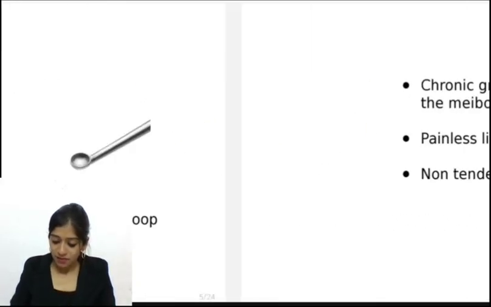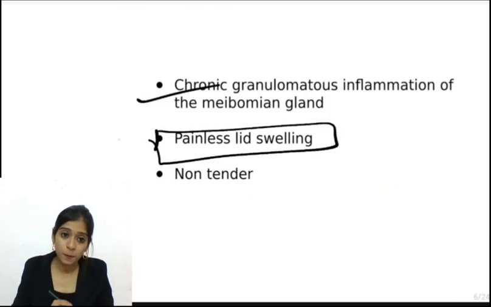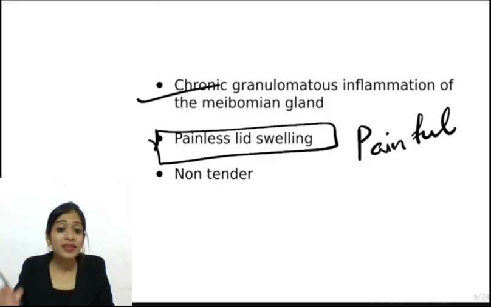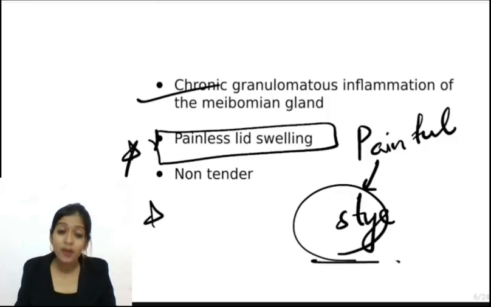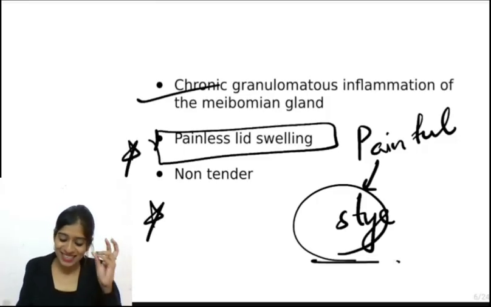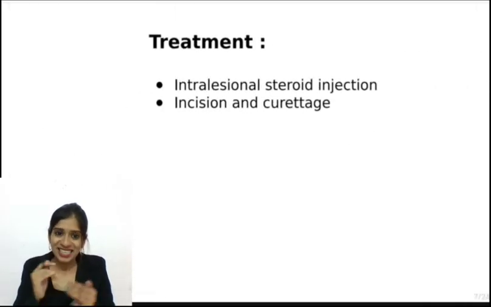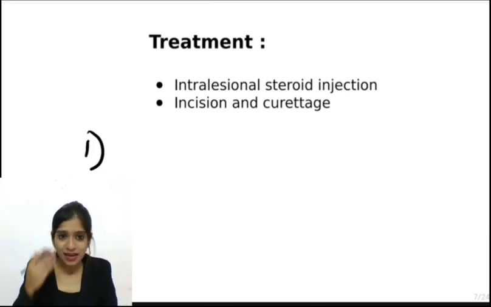Now here, I'll talk about the instruments. This is the definition. It is a painless condition, a painless lid swelling. Now in the question, if they give you a painful nodule over the eyelid, then your diagnosis changes to stye, hordeolum. Painless and non-tender, both are important. Now, what is the treatment of this condition? See, in the initial stage, you can just give what? A warm compress or hot compress and eye hygiene.